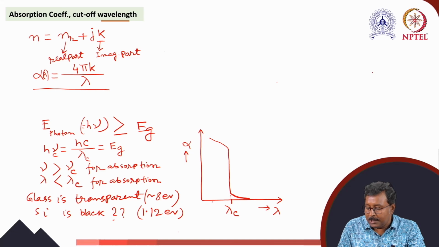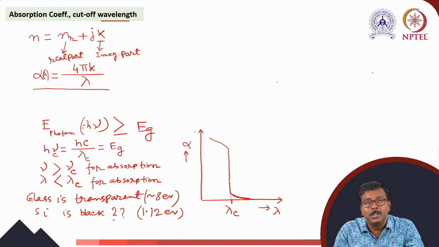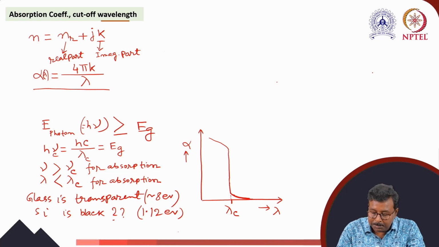That means below this lambda c, the wavelength will be absorbed, and above this it is very slight. It should ideally be 0, but due to some defects in the band gap, in the forbidden gap, there are some absorptions. Anyway, the value is very small. This is called the tail in the absorption. So this type of nature we can predict for the absorption coefficient alpha.